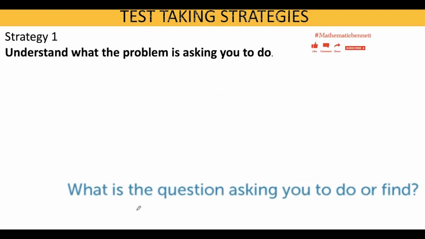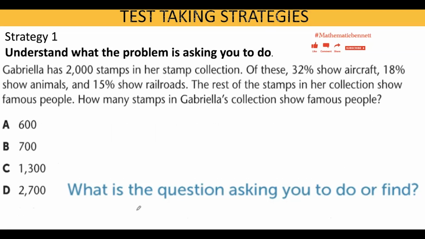Alright, so we're going to look at this question. Understand what the question is asking you to do. Gabriella has 2,000 stamps in her stamp collection. Of these, 32% show aircraft, 18% show animals, 15% show railroads. The rest of the stamps in her collection show famous people. How many stamps in Gabriella's collection show famous people?